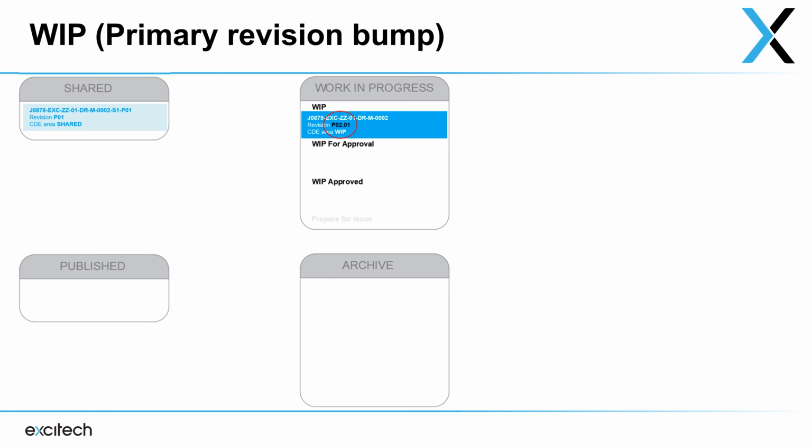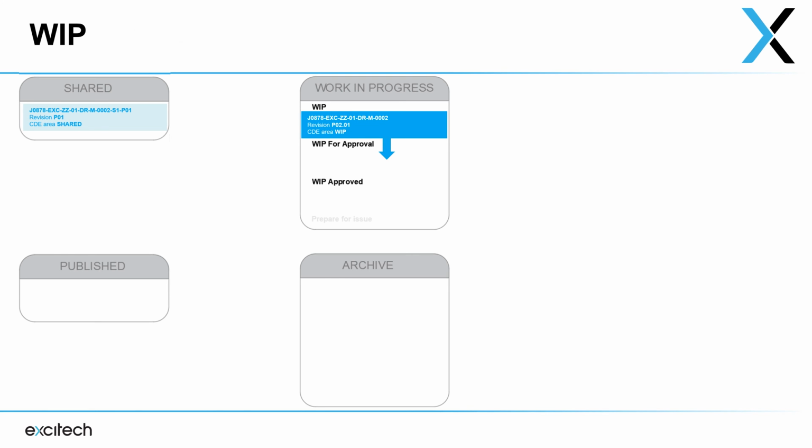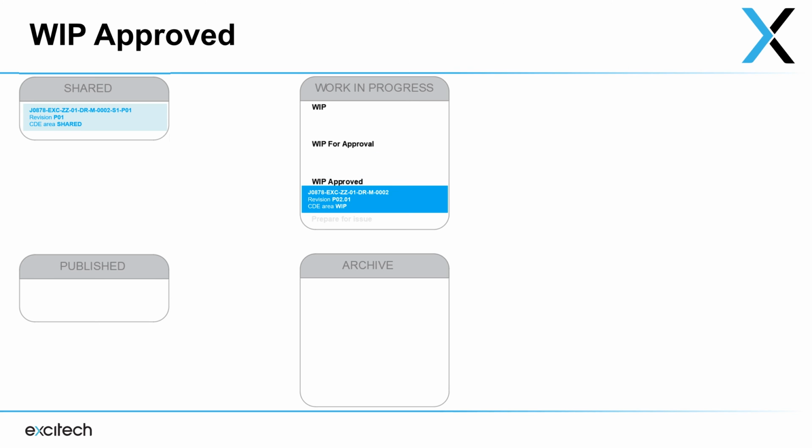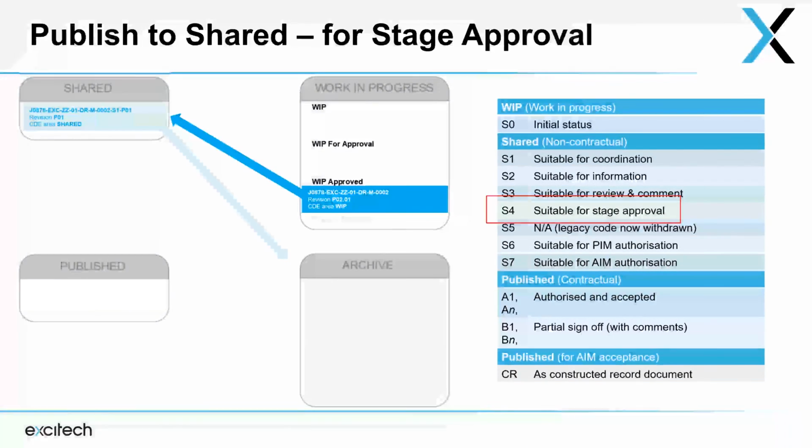Once the edits have been made, it can be sent for checking and approval. As before, it's moved from WIP for approval to WIP approved. Like this. As before, a senior member of staff will then determine the suitability code, and in this example, they want to send it for stage approval, which is suitability code S4.